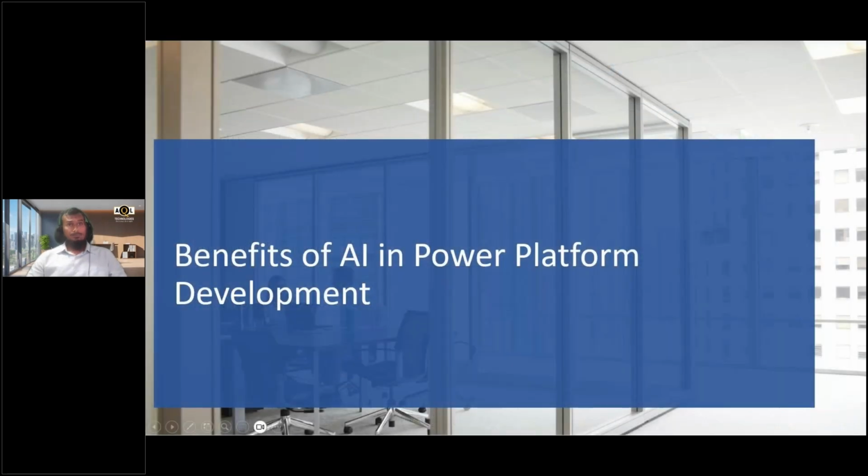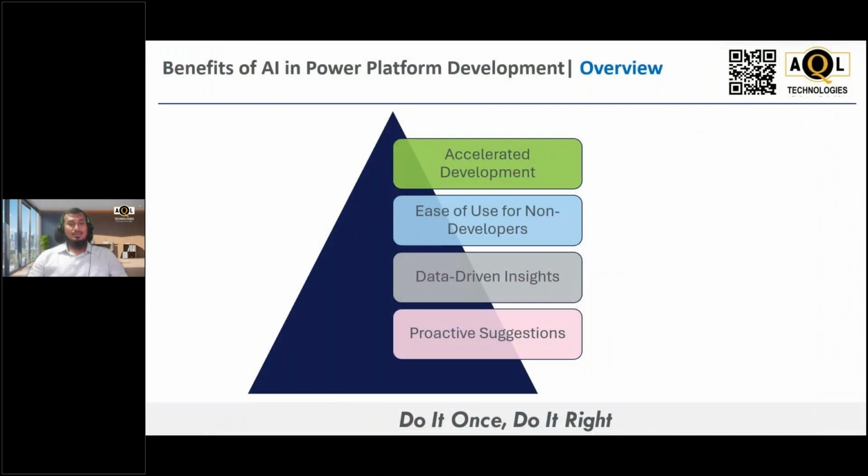Let's look into the benefits that come with AI in Power Platform. First is accelerated development. It reduces the time needed to develop an app by automating repetitive tasks like generating data models, creating workflows, and writing code from natural language prompts. This frees developers to focus on higher level customizations.